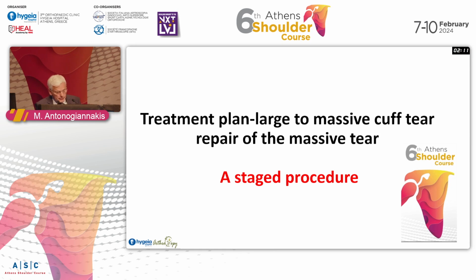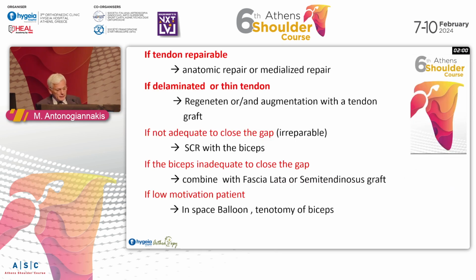And at the end, when we decide to treat these tears again, it's a staged procedure. It's a way of thinking, starting with the simplest, repairable tendon, anatomic repair. The laminar tendons, bad quality of tendon, try to improve the biology of the repair. If we can't close the repair, do something simple in order to do this, as here with the biceps. If the biceps is inadequate, combine it with fascia lata, semitendinosus graft, in order to be able to give again the vertical stability.